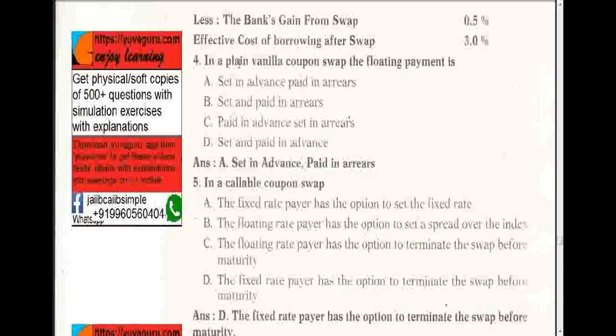In a plain vanilla coupon swap, the floating payment is, all these options are given. Remember, set in advance and paid in arrears. What is the logic behind this? Set in advance means the rates are first fixed and then they are paid once the transaction is done. That is the meaning of arrears.